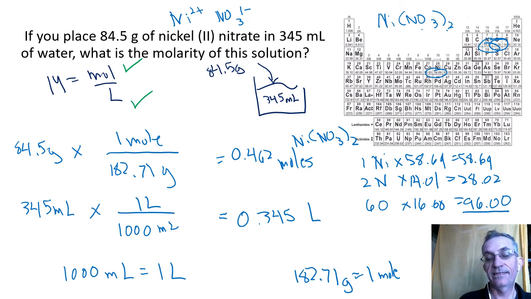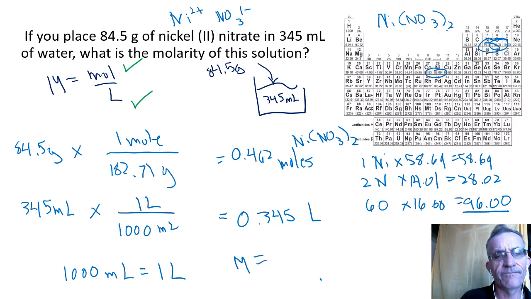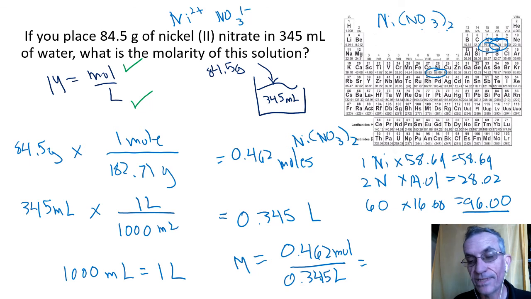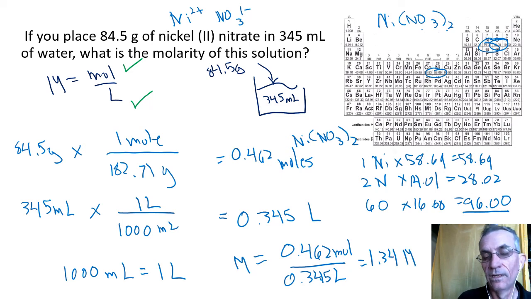Molarity, it's not grams and it's not milliliters, it's moles divided by liters. So we have those two numbers now. Kind of ran out of a little room. Let me erase this and we'll finish it right here. Moles, 0.462 moles divided by liters, 0.345. If you work it out and you round it and you do all that important stuff, you get 1.34 molar. 1.34.